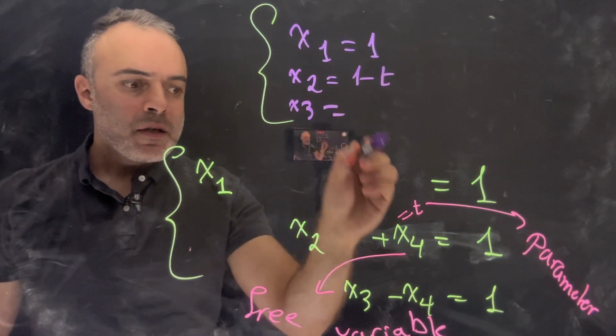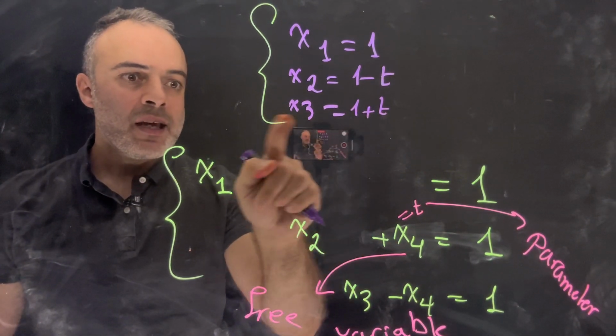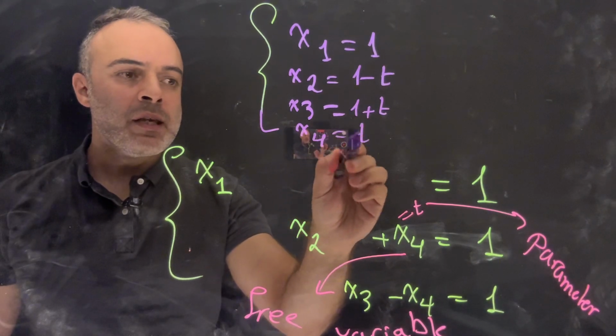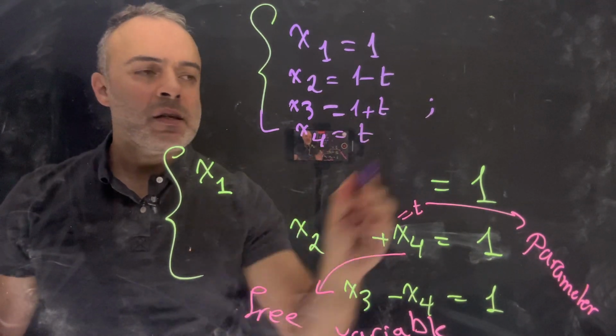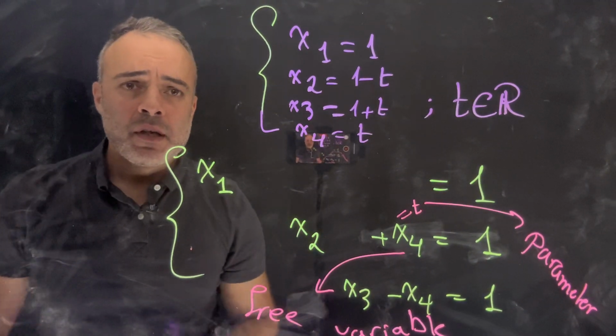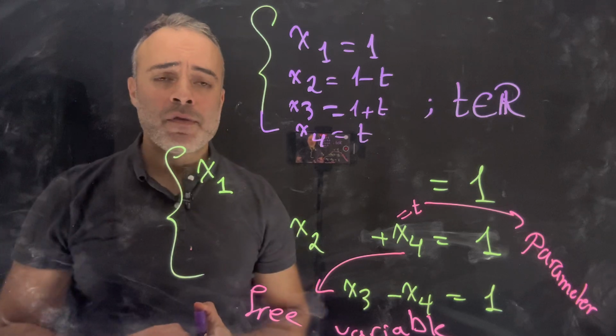x3 becomes 1 plus x4, that is 1 plus t. And finally, x4 is simply equal to t. And what is t? T is any value, t belongs to R, any real number. So this is an example where you end up with an infinite number of solutions.